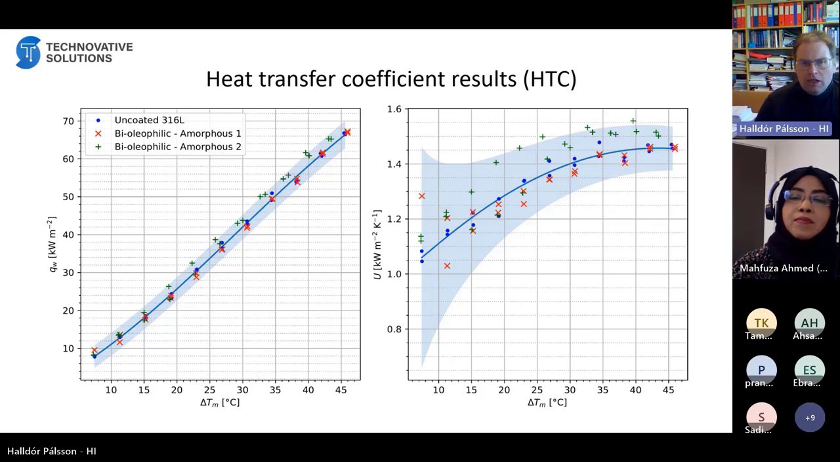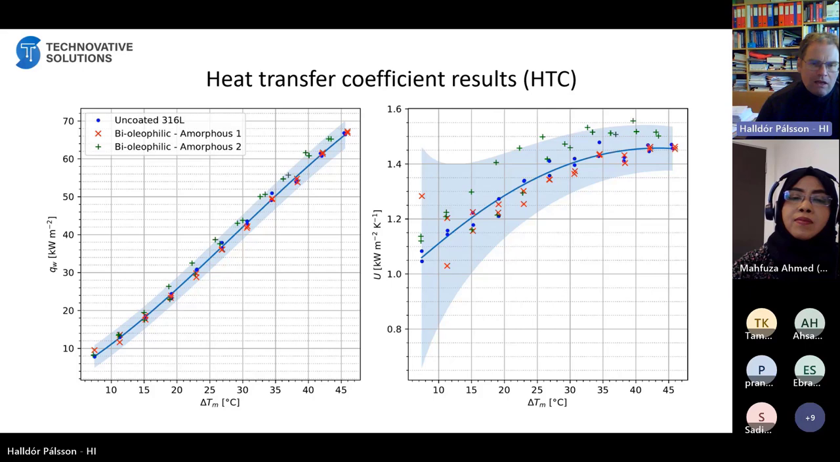This of course shows that it doesn't really show any difference for the coating on the working fluid side where the boiling is taking place. So in this case, there doesn't seem to be any improvement.